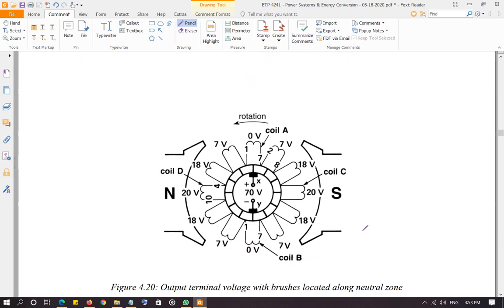So let's look at this figure right now. You can see that you have many commutator segments. I think it's like 12 commutator segments, and then you have different coils, coil segments as well. You can see the rotation is counterclockwise, and at different instants of time, different voltages have been induced in different segments of coil. So the total voltage induced between the brush X and Y is 70 volt.